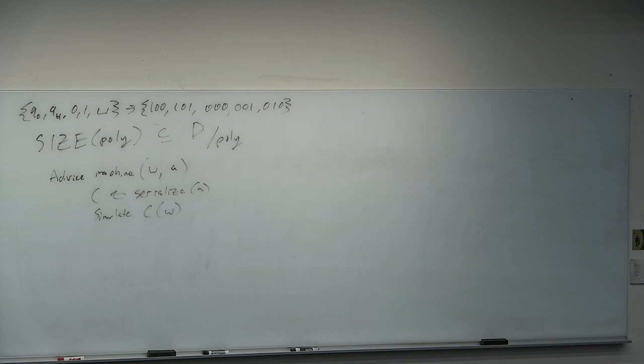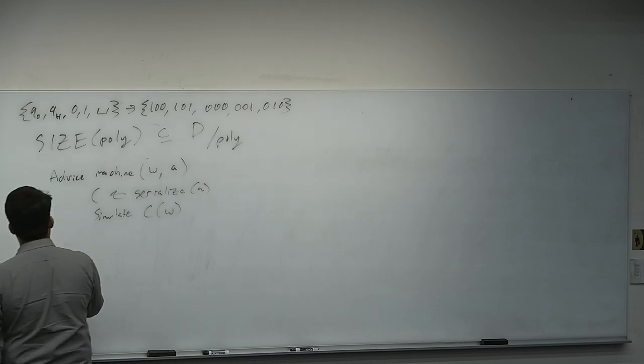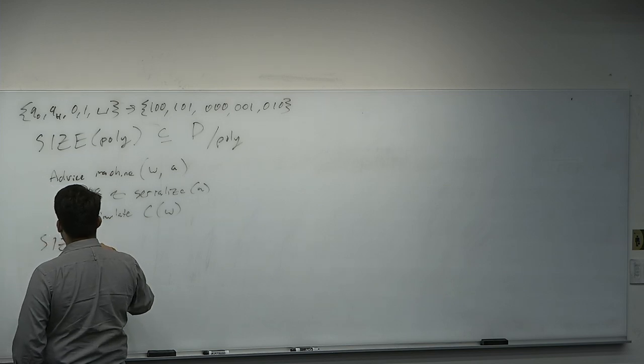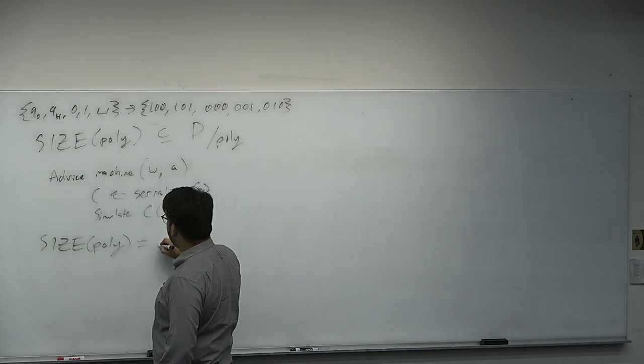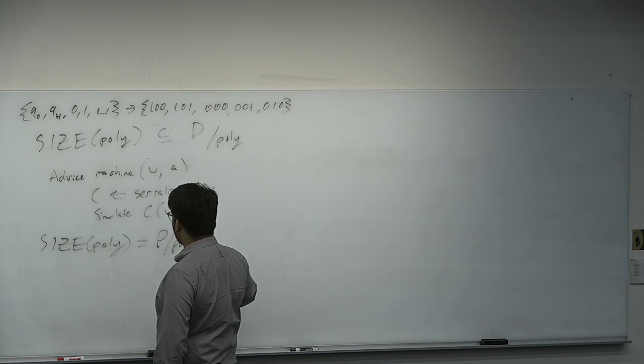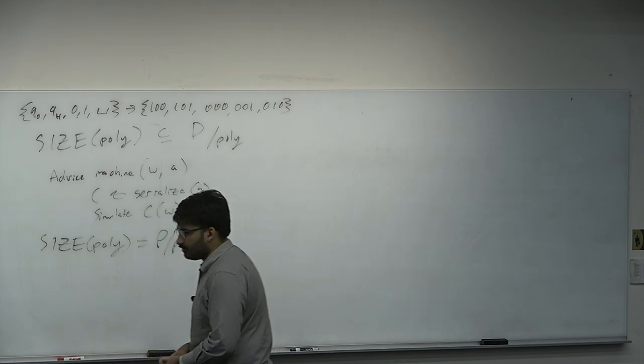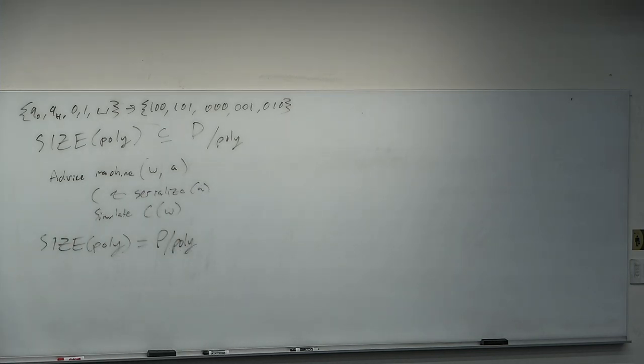Questions on that proof? I think that's a satisfying one to find out. From here, we may conclude that SIZE(poly) is equal to this class P/poly, and then we drop the notation. We won't ever call it size poly again. Questions on that?